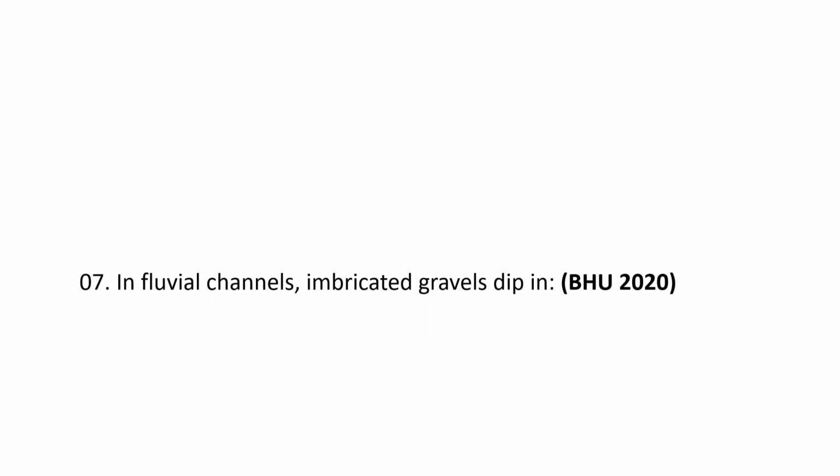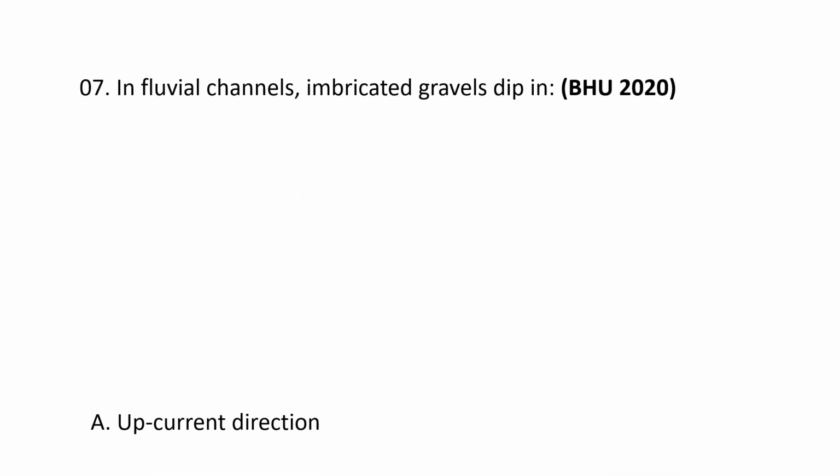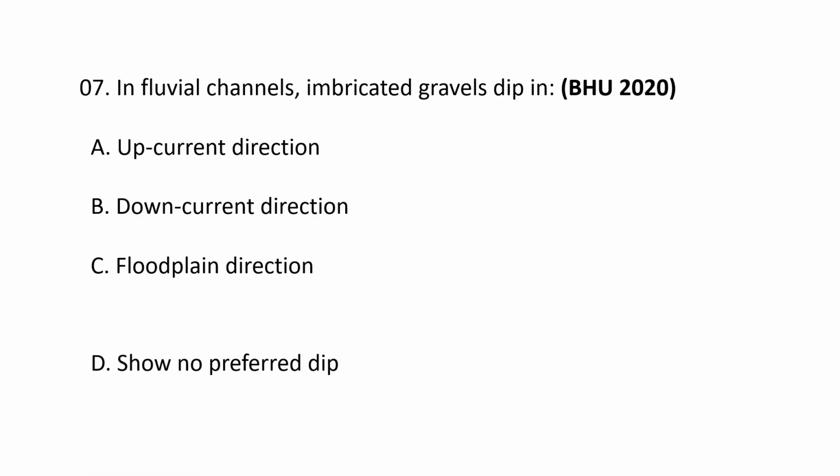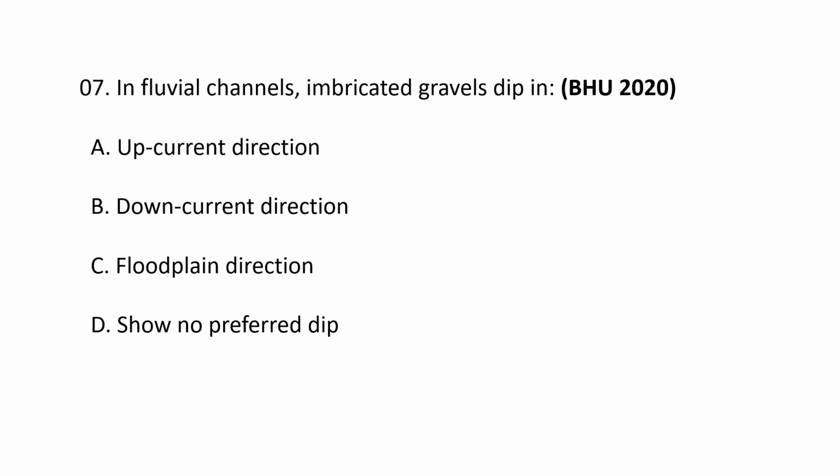Next question. In fluvial channels, imbricated gravels dip in: A. Upcurrent direction, B. Downcurrent direction, C. Floodplain direction, and D. Show no preferred dip. So the correct option goes as A, upcurrent direction. In fluvial channels, imbricated gravels typically dip in the upstream or upcurrent direction. This means that the long axes of the gravel clasts are oriented at an angle with the downstream end resting lower than the upstream end. This imbrication pattern is a common sedimentary structure in gravelly river deposits and provides a clue about the direction of past river flow.